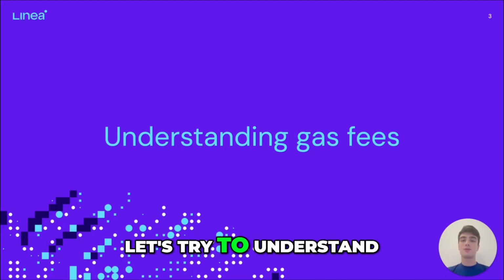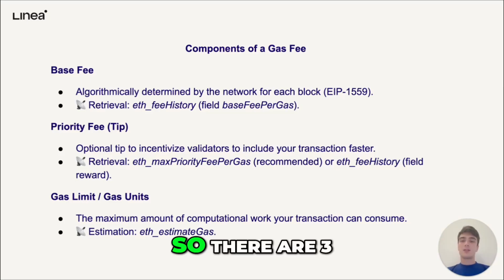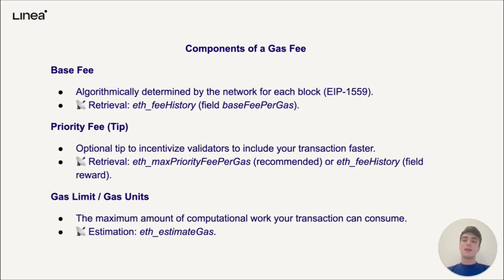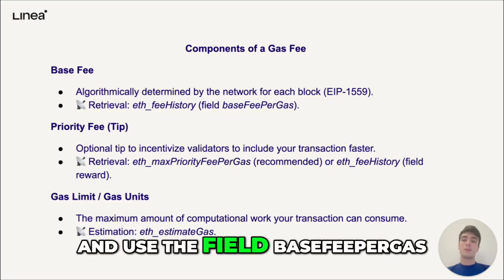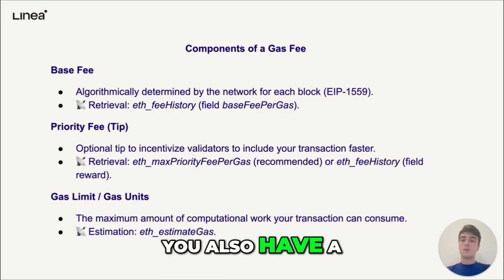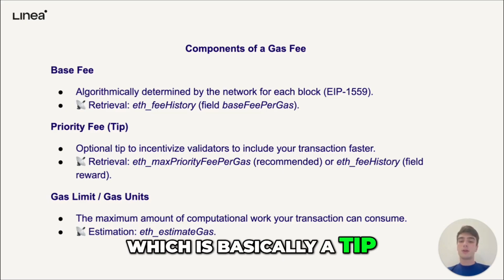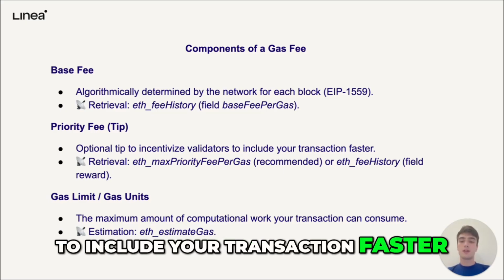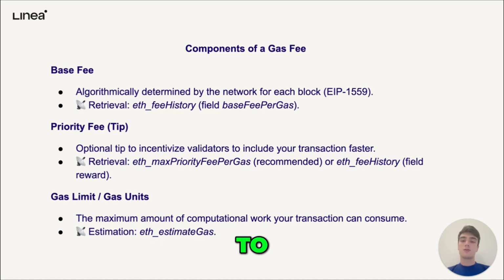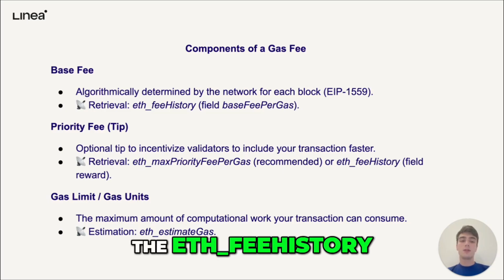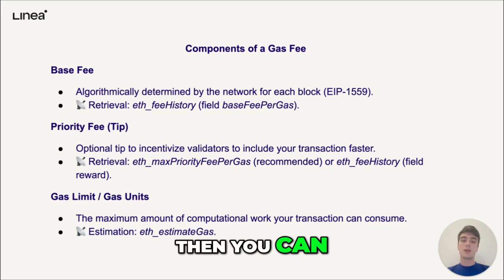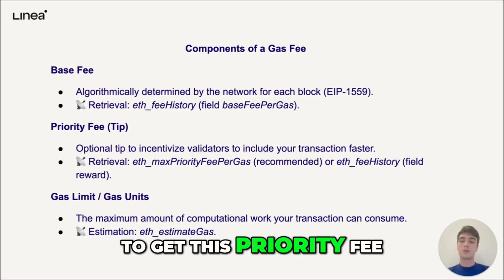So first, let's try to understand gas fees together. There are three components of a gas fee. The base fee, which is determined for each block, and the recommended function to get it is to use ETH fee history and use the field base fee per gas. You also have a priority fee, which is basically a tip to incentivize the validator to include your transaction faster. There are two ways to get it. Either you can use ETH max priority fee per gas, or you can use ETH fee history, which has a field reward where you can select a threshold to get this priority fee.